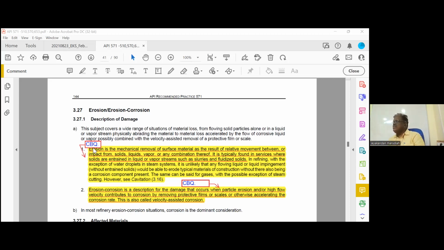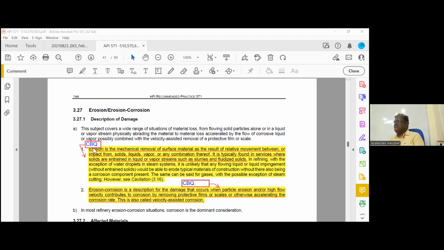Now the next one is erosion corrosion. When they combine together, they will have more effect because erosion will help the corrosion. For example, you think only corrosion and you painted it. When erosion is there, what will happen? Erosion will remove the paint. Then it will be exposed to the corrosion.